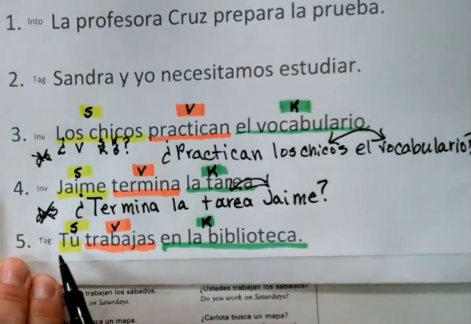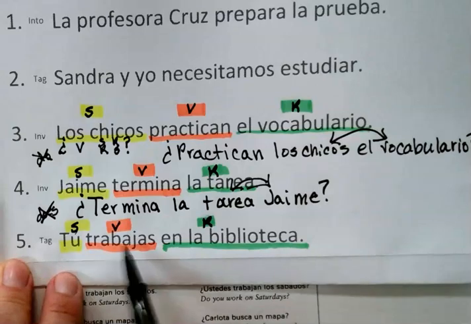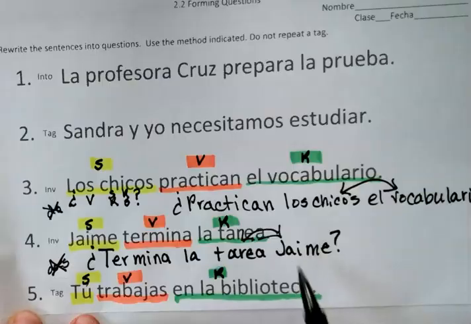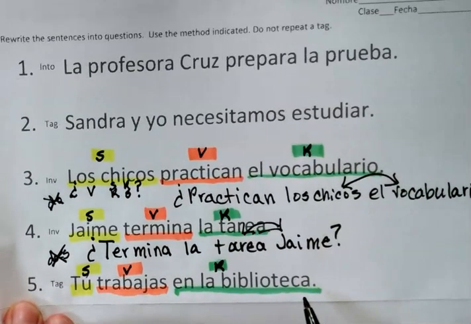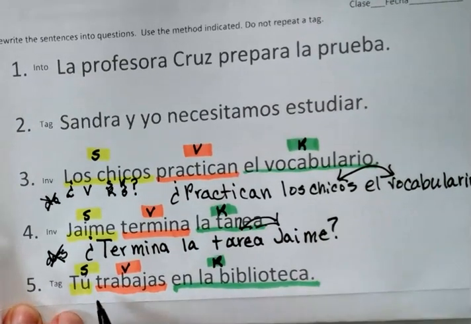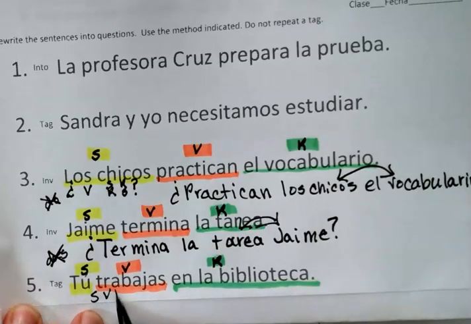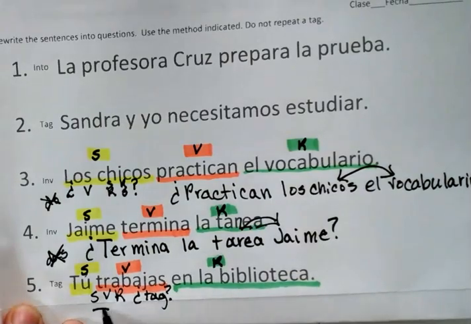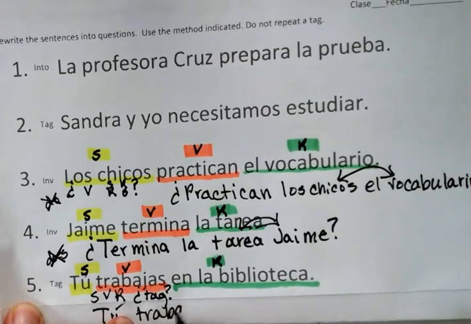Use a tag. Okay, so in this one, we want to go from you work in the library to something like you work in the library, don't you? Or you work in the library, right? Remember, that does not change our word order. You just have to have a tag on the end with the question marks. So, your word order stays the same. You work in the library.